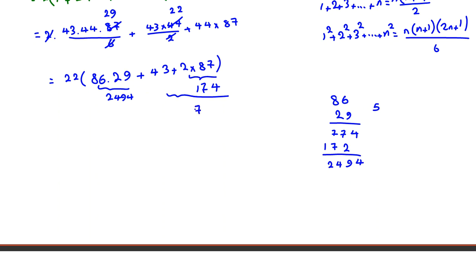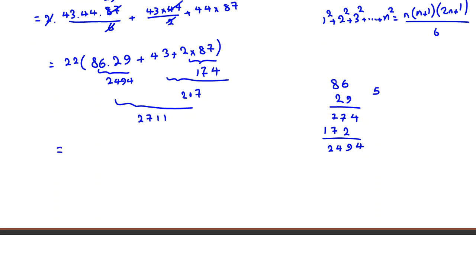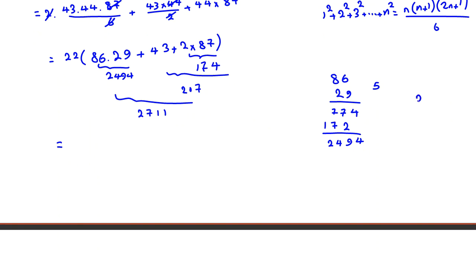3 plus 4, 7, 4 plus 7, 11. We have 2, so this part. 7 plus 4, 11. We have 1, 1 plus 9, 10, plus 1, 11. We have 1, 2 plus 4 is 6, plus 1, 7, 2. And now if you multiply by 2 this part, 22 times 2, 7, 11.